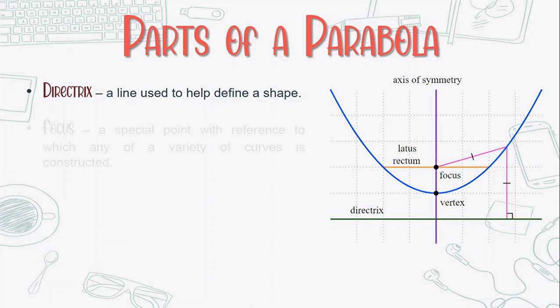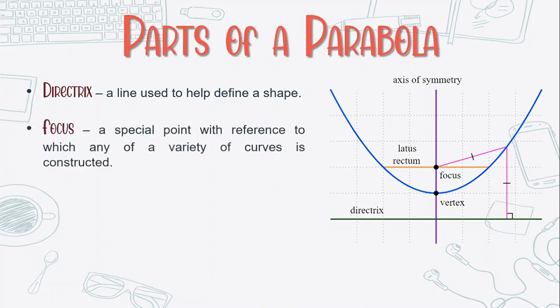The next one is the focus. As you can see, the focus is a point inside our curve. A focus is a special point with reference to which any of a variety of curves is constructed. Now, the directrix is the fixed line and the focus is the fixed point that was mentioned in the definition of parabola. These are the fixed line and point which all the points on the parabola are equidistant from.